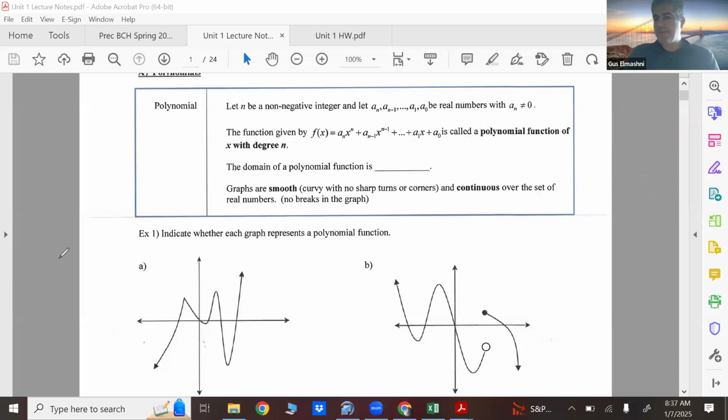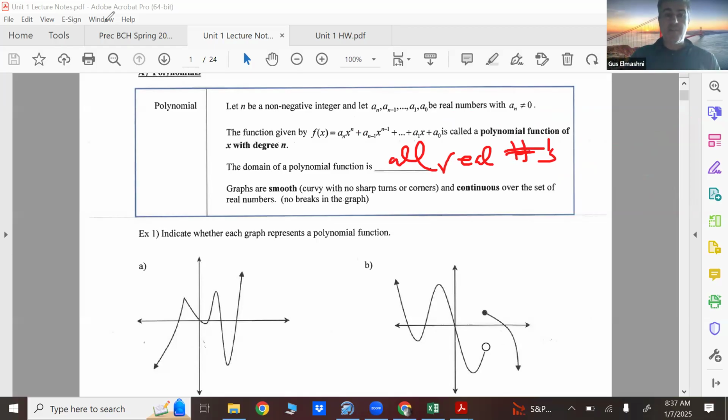The coefficients could be whatever. That doesn't matter. A sub n minus 1, whatever. The domain will be all real numbers. There's no restrictions. The range may not be. It depends on the end behavior, which is a nice lead into the next thing we'll talk about. They are smooth. There's no sharp turns or corners. It's continuous, no breaks in the graph. So very basic stuff. That's the basics of polynomials.